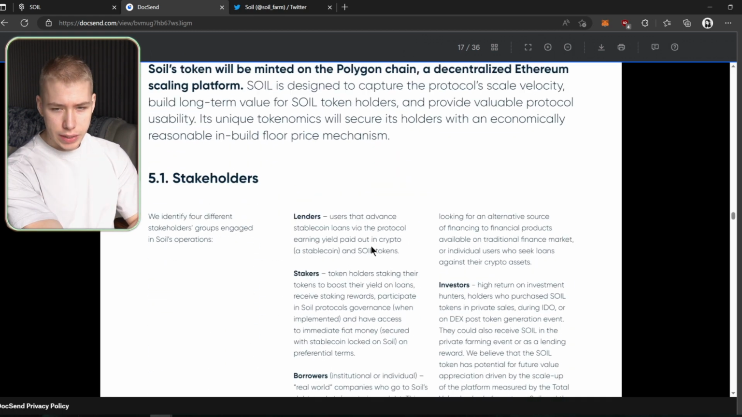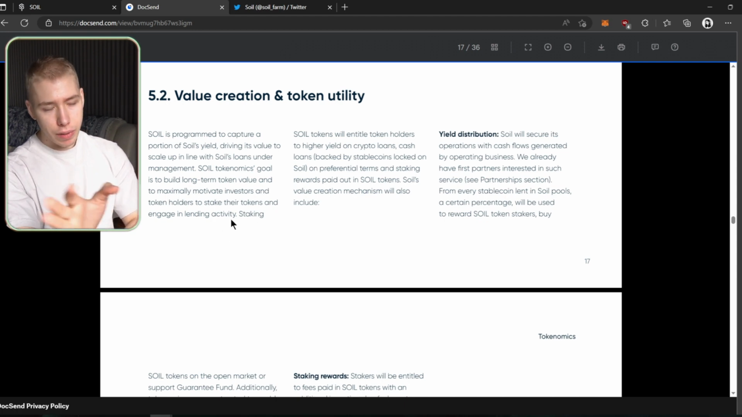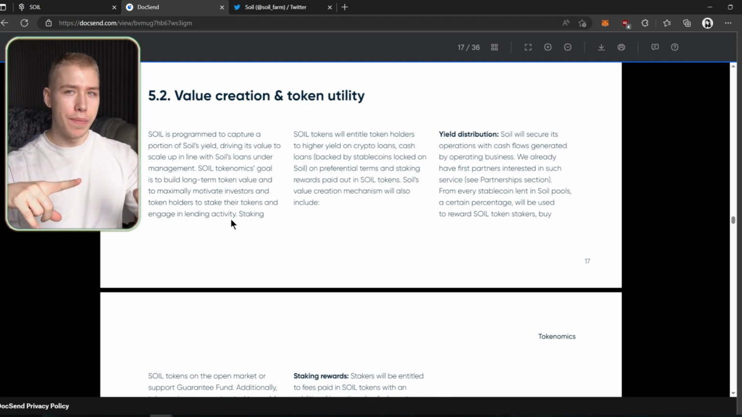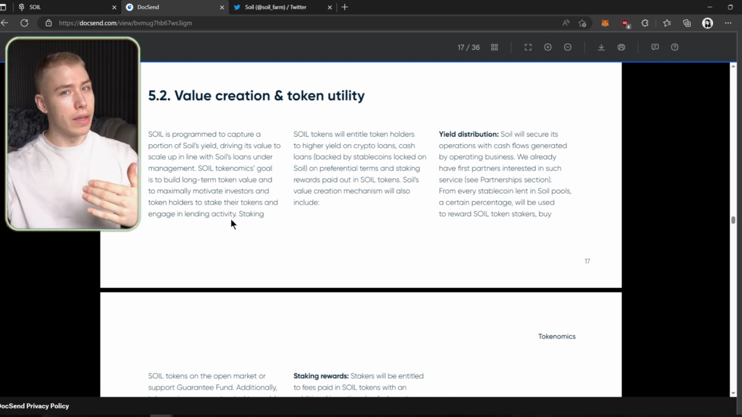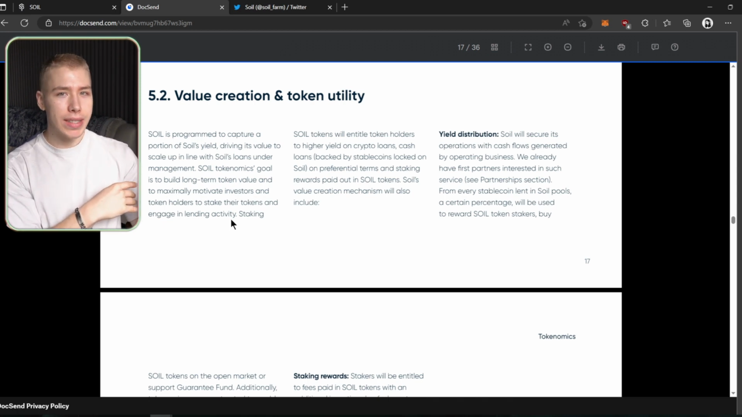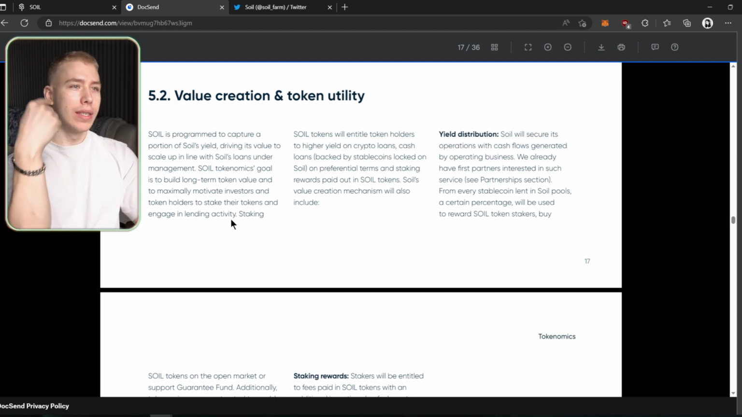For the tokenomics, the goal is to build a long-term token value and to maximally motivate investors and token holders to stake their tokens and engage in lending activity. For example, because we talked about PancakeSwap for a second earlier, their token used to be worth I think $27 at the peak, and now it's like $1.60. And the good thing about that is, if you launch a project now, and in the future, you can always learn from other people's mistakes and things that happened in the past, see what led to what fluctuation in the token, learn from that, and then change it.